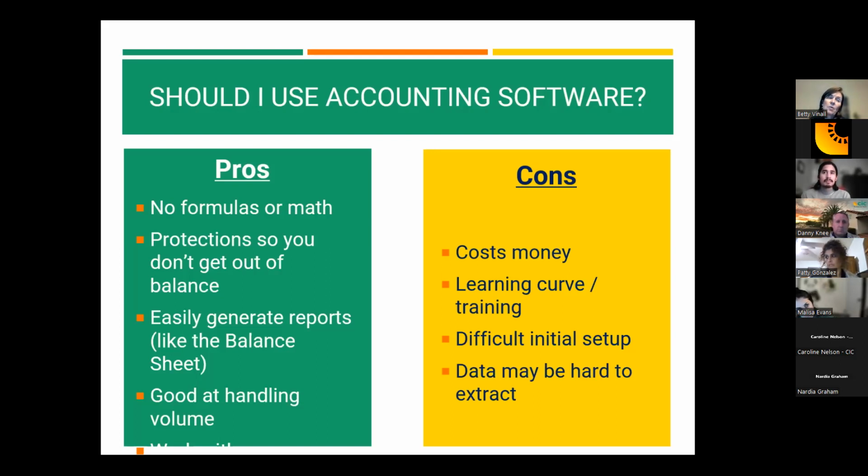Data may be hard to extract. I think that that's just a personal opinion, and it relates to how much you understand the software. So one of the things, this is an example of that.